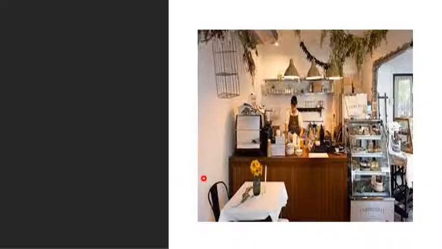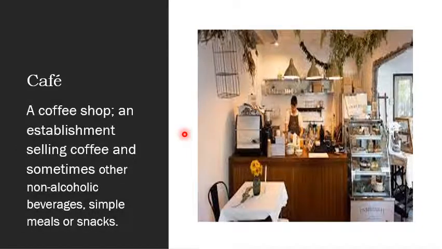So how about this picture? Do you think this is a restaurant or something else? Maybe this is quite similar to a restaurant, but it is smaller than a restaurant. So this is a cafe. What is a cafe? A cafe is a coffee shop. It is an establishment selling coffee and sometimes other non-alcoholic beverages, simple meals or snacks.